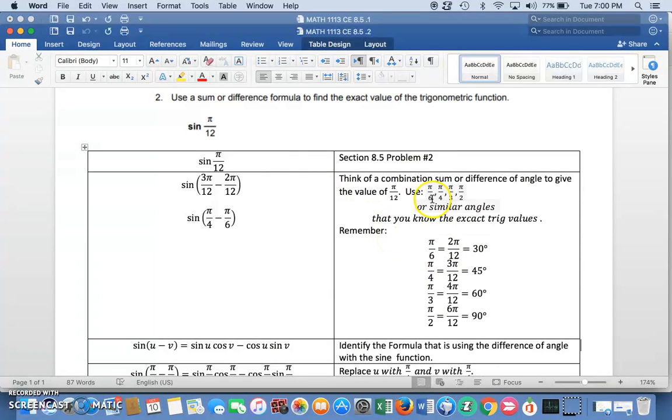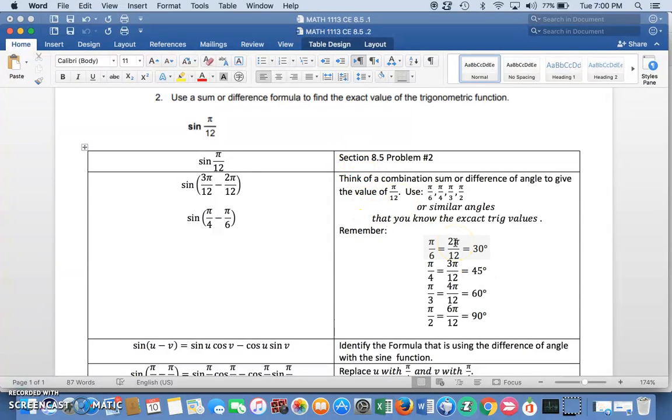So I'm going to convert all of those to 12s. Pi over 6 would be 2 pi over 12. Pi over 4, 3 pi over 12. Pi over 3, 4 pi over 12. Pi over 2, 6 pi over 12. And we want some combination that's going to leave us with 1/12.